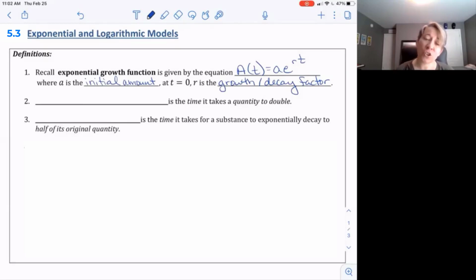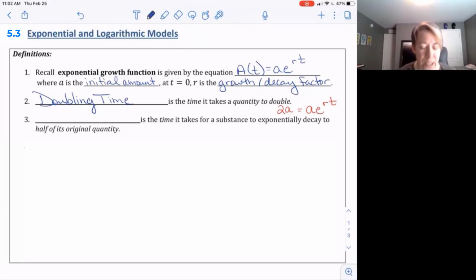Now, for definition 2, this is called doubling time, and that's how much time it takes for a quantity to double in size. For example, if we have our generic equation A e^(rt), our ending amount is going to be twice that of our initial amount. Okay, so 2A = A e^(rt).